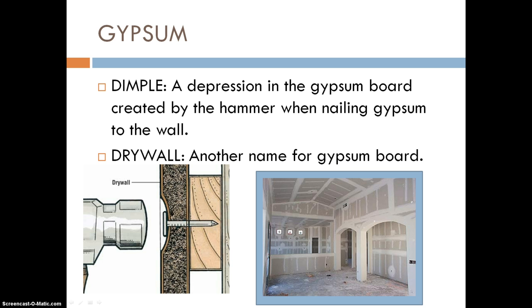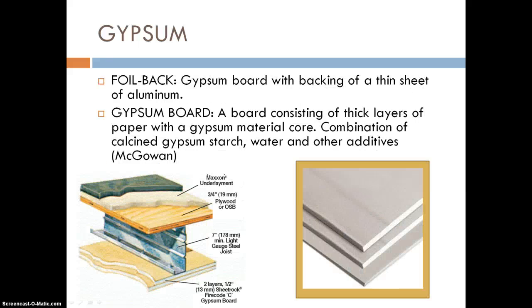Dimple, a depression in the gypsum board created by a hammer when nailing gypsum to the wall. Drywall, it's another name for gypsum board. Foil back, gypsum board with backing of a thin sheet of aluminum. Gypsum board, a board consisting of thick layers of paper with a gypsum material core. It's a combination of calcite, gypsum, starch, water, and other additives. And there is an image below with the joist and gypsum board to give you an image of what that looks like, and then there's also a picture of what gypsum board looks like.